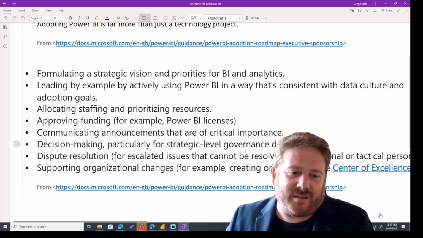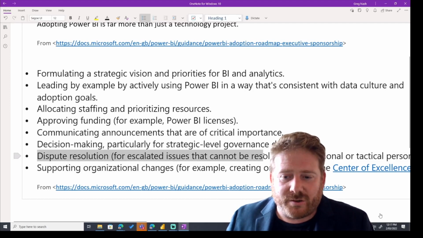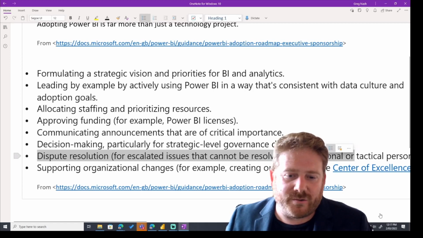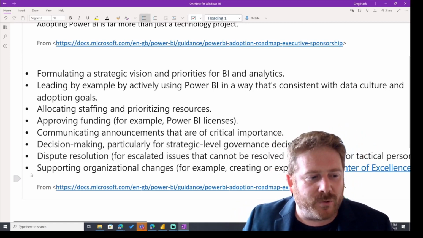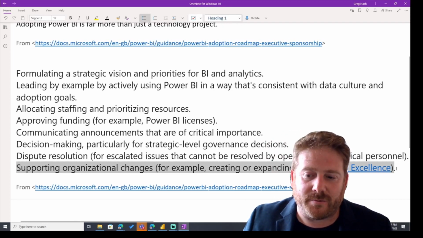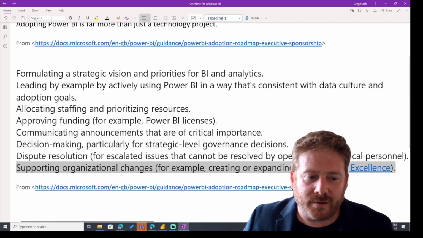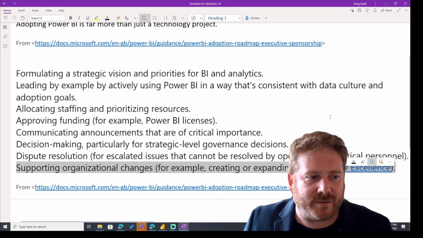Decision making, particularly strategic governance decisions, we need someone to be able to escalate that kind of stuff to. Dispute resolution, where you've got issues that can't be resolved operationally or tactically. And then supporting the organizational changes, for example, creating or expanding the center of excellence, which we'll talk about next. So these are the bits of the puzzle that your executive sponsor is going to help you with in your larger Power BI projects.